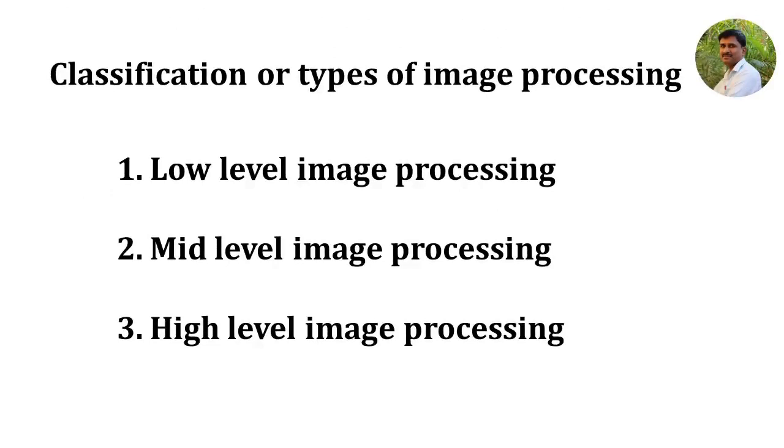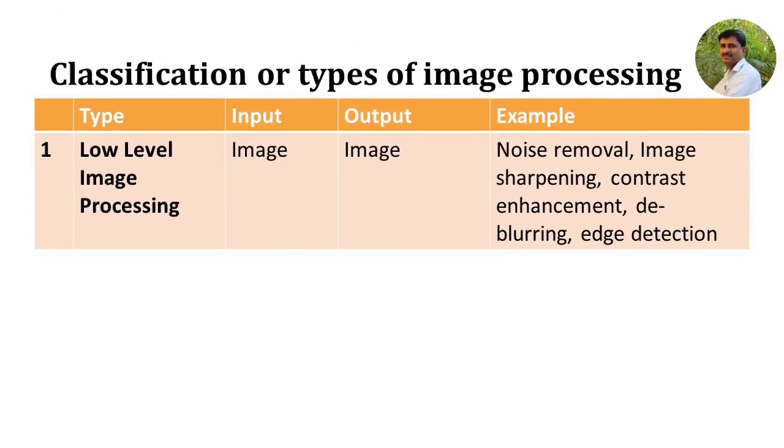Now let us consider the classification of image processings. Digital image processings may be broadly classified into three categories like low-level image processing, mid-level image processing, and high-level image processing. However, there is no clear-cut boundaries among these categories. Now let us take up these one by one. In a low-level image processing, both inputs and outputs are digital images. Examples for this kind are noise removal, image sharpening, contrast enhancement, deblurring, and edge detection.